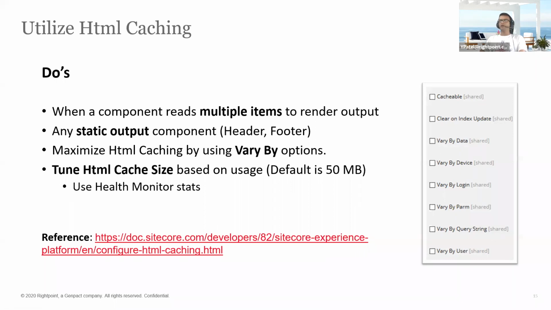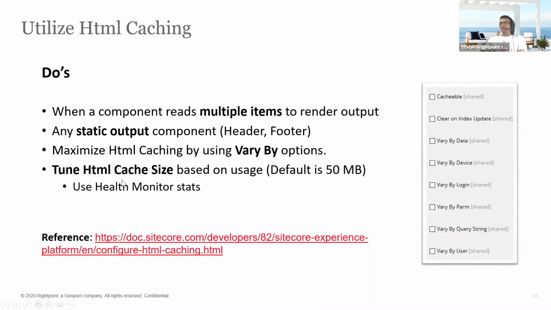In case we have a heavy footer and we still want to use caching, then we can do ajax calls just to show the username there. But I strongly recommend not to use vary by user. What I mostly prefer going with is cacheable with index update, vary by data, vary by login, like whether it's an anonymous user or a pseudonymous user. So mostly I go with them, but I would never recommend going with vary by user unless it's a specific need.